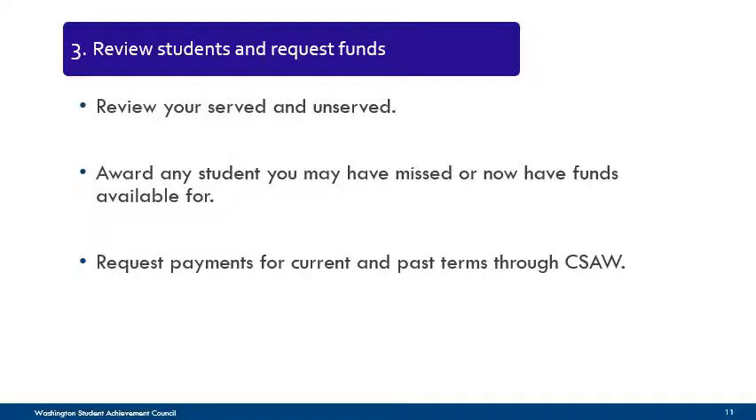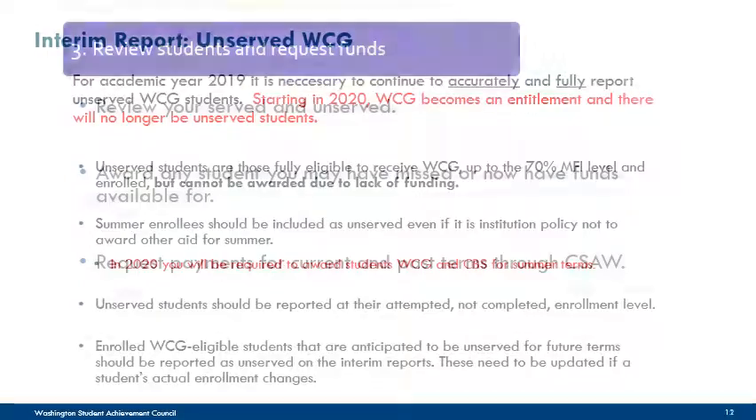So the third step of the interim reporting process is to review students and to request the funds. Review your served and unserved students, award any student you may have missed or now have funds available for, and request payments for current or past terms through Seesaw. We want to make sure that you do get those payments requested on time.